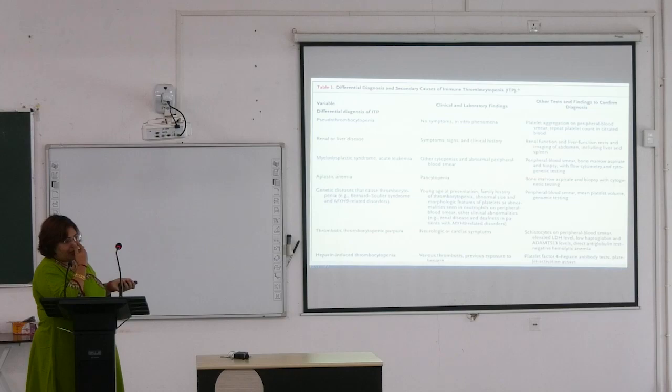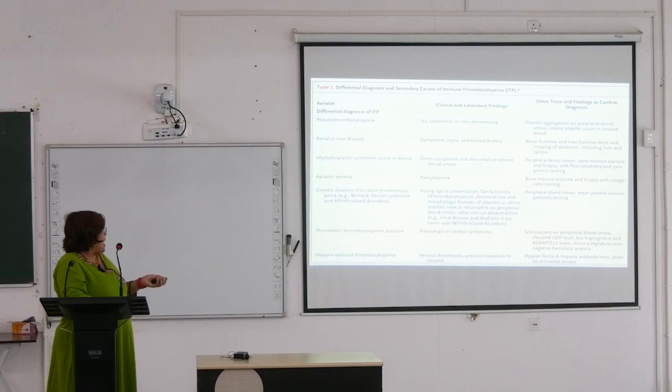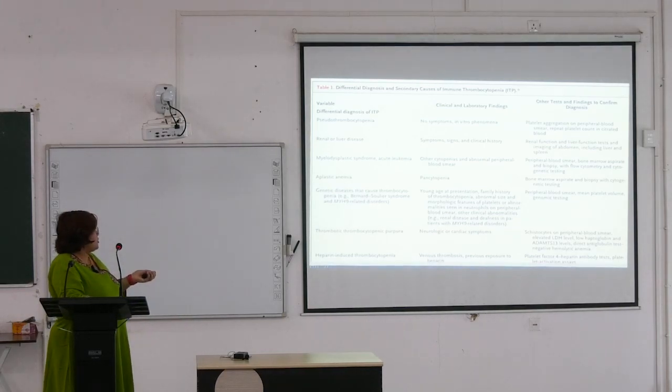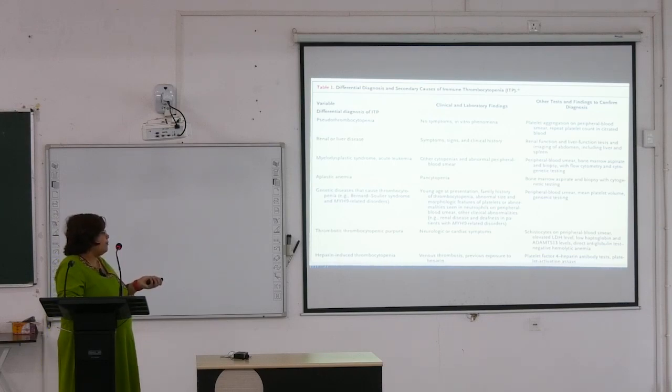Aplastic anemia. In aplastic anemia, there will be thrombocytopenia, but there will be pancytopenia as well. There will be reduced RBC, WBC, platelets, everything. And in bone marrow aspirate or biopsy, we will also see the changes, that there will be reduction in all three lineages. And there are some genetic disorders like Bernard-Soulier syndrome, and there will also be thrombocytopenia, but the peripheral blood smear will also show abnormal neutrophils and like that, and there will be abnormal platelets also. The platelets' shape and size will also be abnormal.